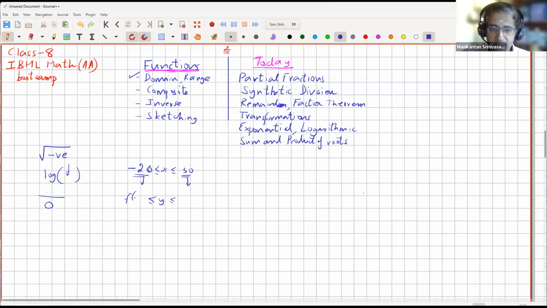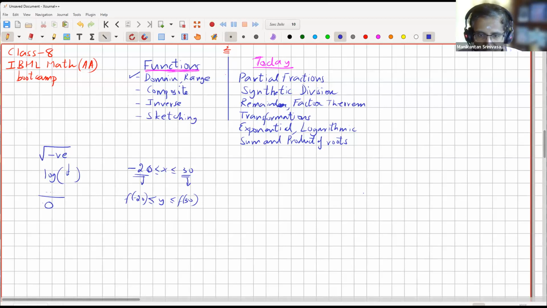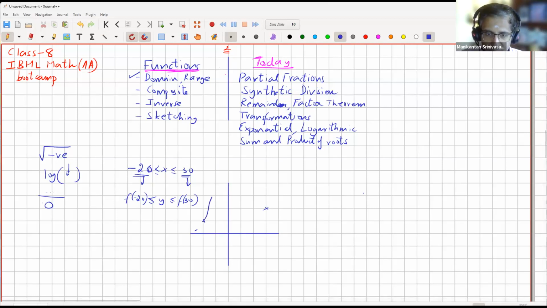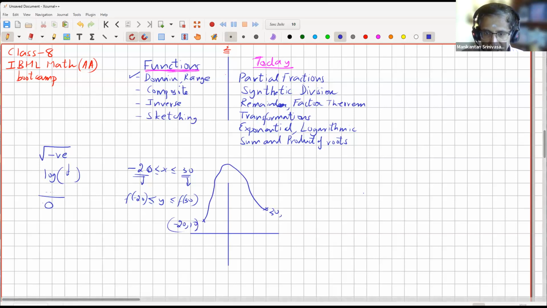So what I mean is, this won't be the range necessarily, right? So for a simple example, let's say I have x and y like this. Let's say this is -20 and this is at 30. Let's say the function goes from here and goes like this. So let's say this point is (-20, 10), and let's say this point is (30, 20).